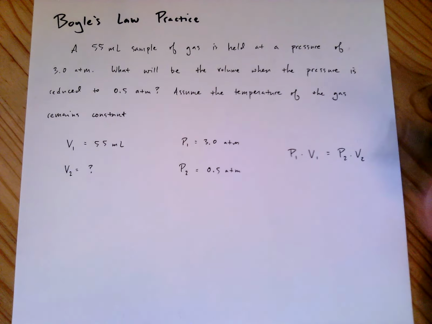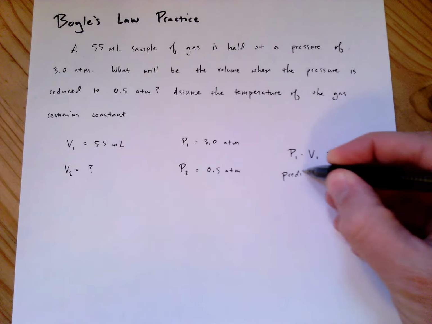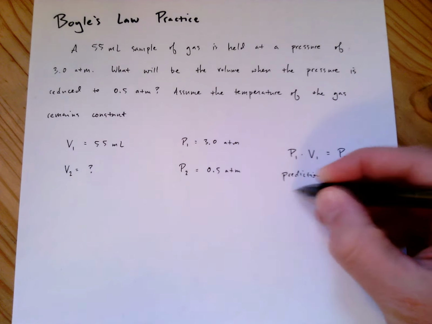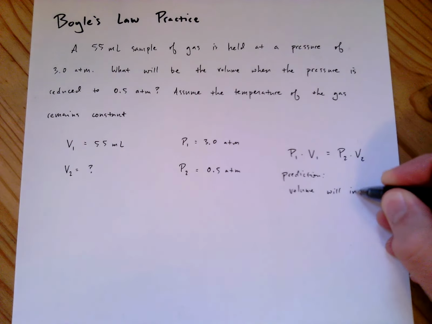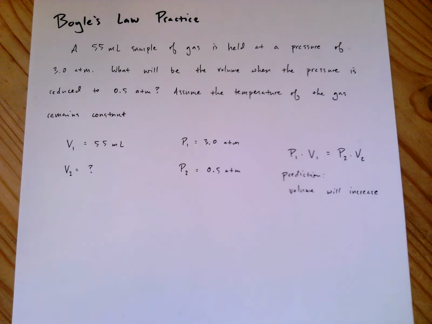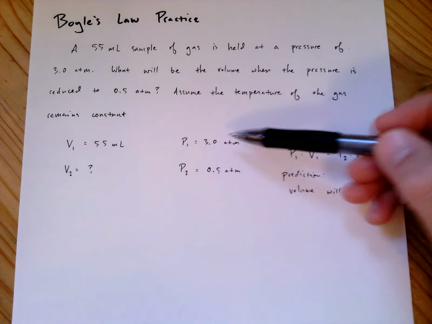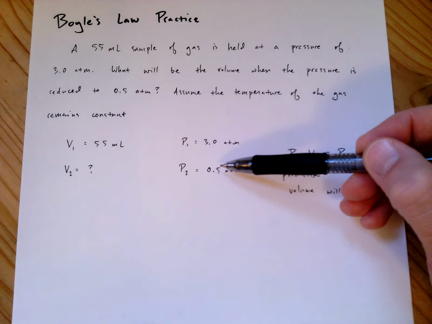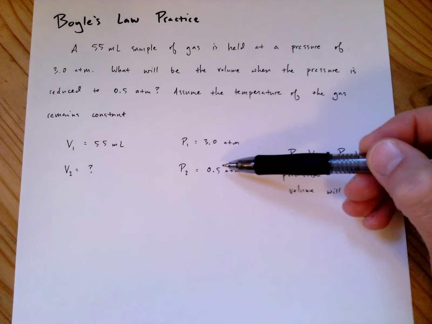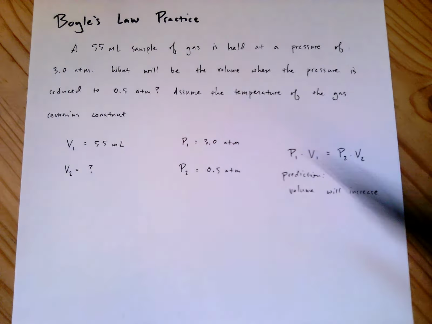So let's write that down underneath. Prediction: volume will increase. So imagine a balloon going up into the atmosphere. As it goes higher and higher above the ground, that pressure gets less and less. There's less air pressure. So our balloon is going to expand. It's going to get bigger and bigger. So we think our final answer, our V2, should be bigger than V1.